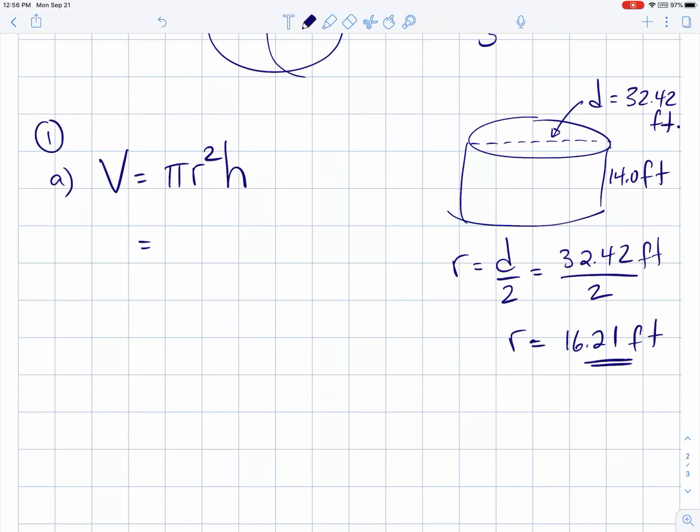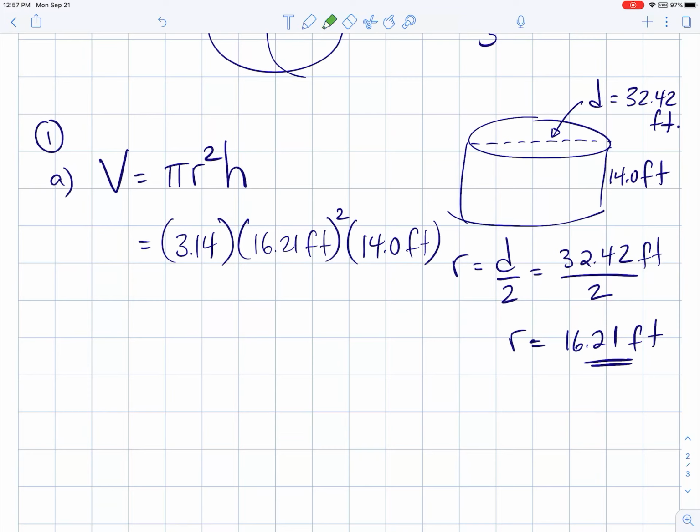So now we can come back here and calculate the volume. That'll be pi. I'll change that now to 3.14. I'm going to keep 3 digits in pi because the height, 14.0, has 3 digits. The radius has 4 digits. By keeping pi here with 3 digits, I'm not rounding off my answer more than I otherwise would have. If you want, you can also use the pi button if you have it on your calculator, times the radius, which is 16.21 feet. That has to be squared, and then multiplied by the height, which is 14.0 feet.